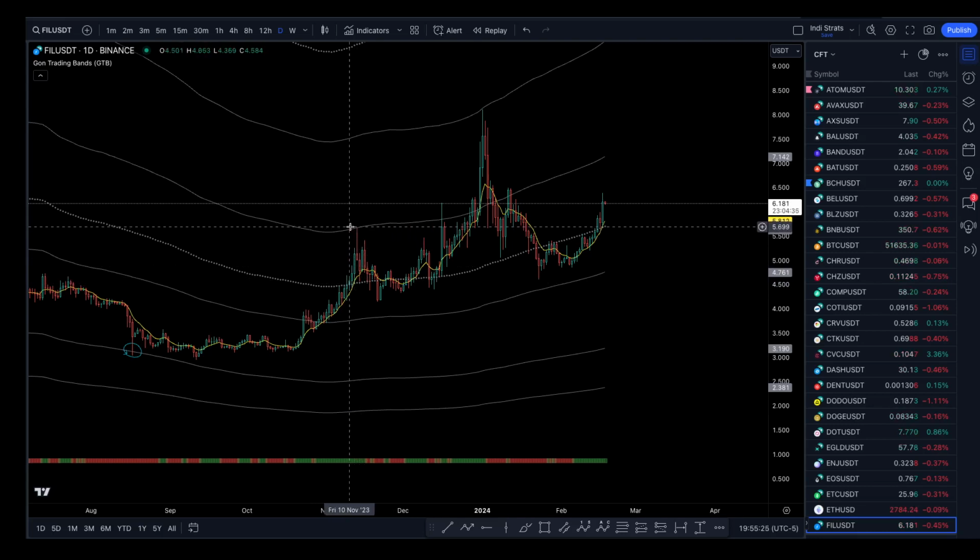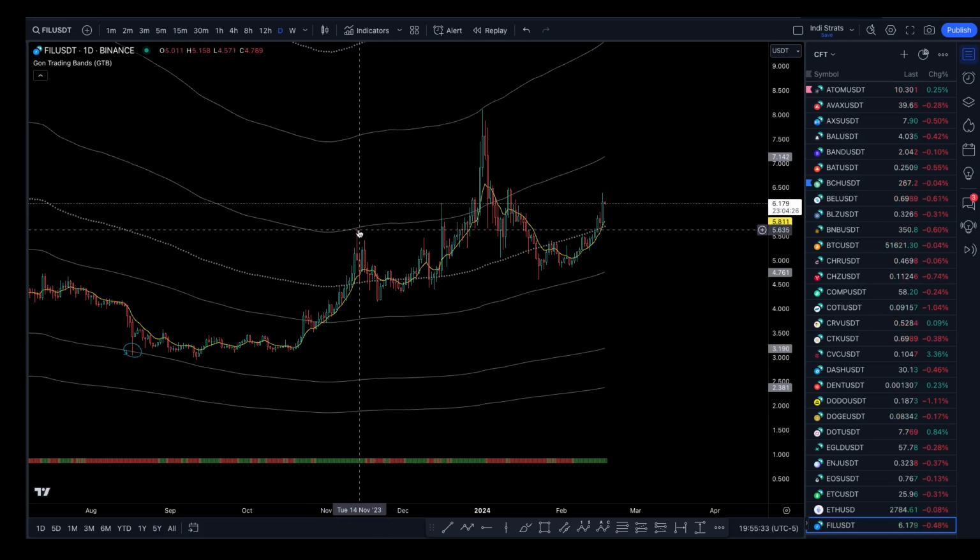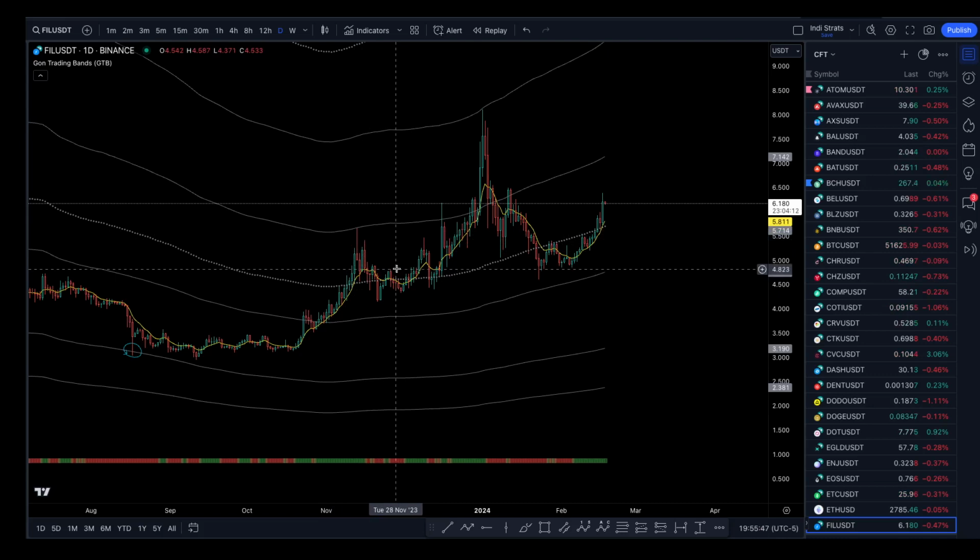So don't aim for exactly the band or a little bit above the band. You may get lucky with a wick, but usually it's just safer for profit taking if you exit just a little bit beneath the band, just to be sure. In and out, quick and painless is the best strategy.